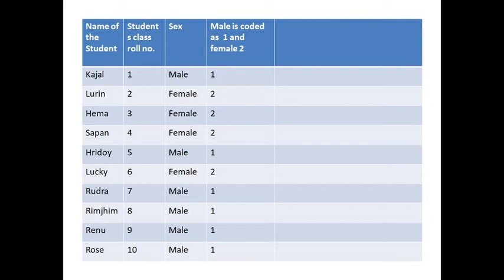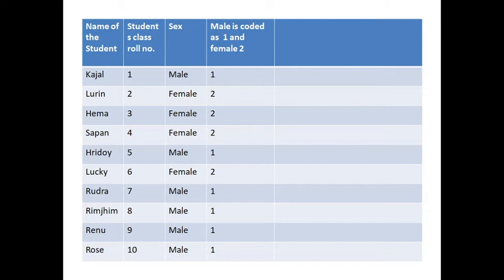So who is 1? The name of the student is Kajal. Then roll number 2, name of the student is Lurin. Then Hema, Sapan, Hriday. So these are their names. Then their roll numbers are given. So this roll number you can itself consider as a nominal scale, because with these numbers, 1, that is Kajal, and roll number 10, that is Rose, this is not indicating that Kajal is superior to Rose. This is only for identification of that particular student in the classroom.